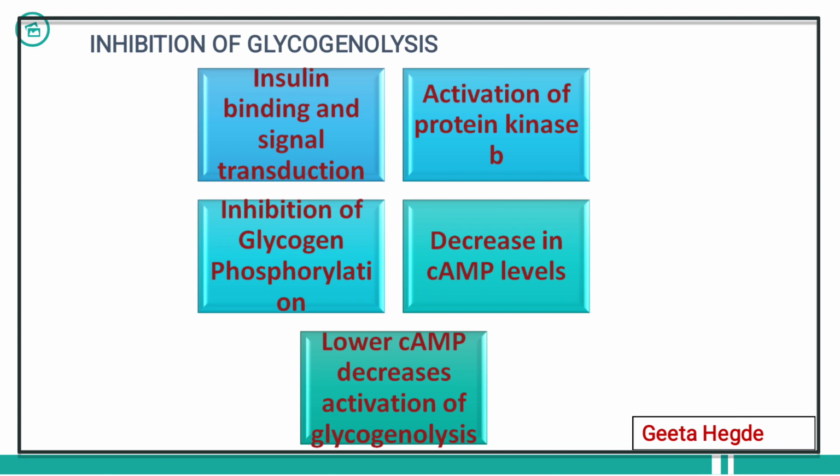Fourth step is decrease in the cyclic AMP levels. These lower cyclic AMP levels decrease the activation of phosphorylase kinase and glycogen phosphorylase. And this decreases the breaking down of glycogen, which is known as glycogenolysis.